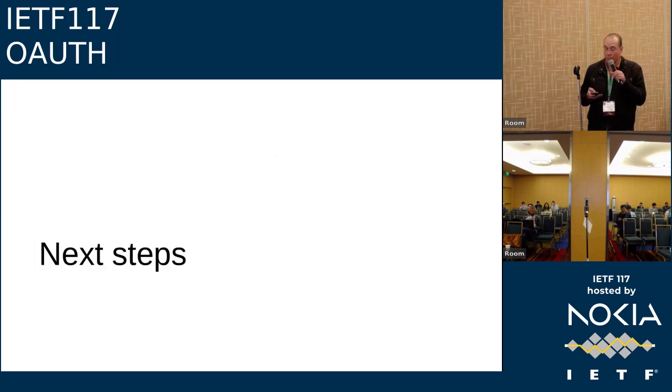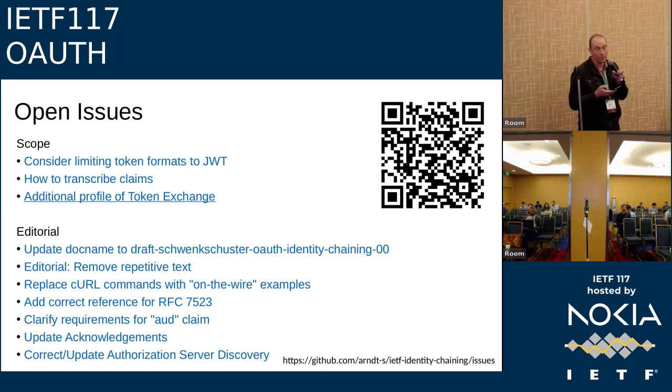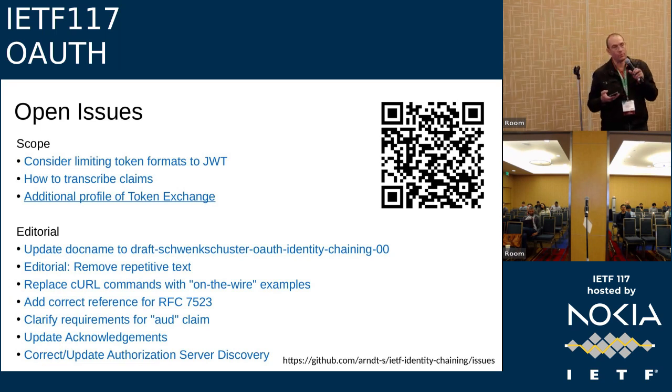Okay, in terms of next steps, there's already a bunch of open issues. And again, I really want to thank Brian for giving us a bunch of really good feedback already. I think some of the open issues, right, one question is, do we want to limit format specifically to JWT tokens? What should we do about transcribing claims? Do we need to define that, or what should we do about that?